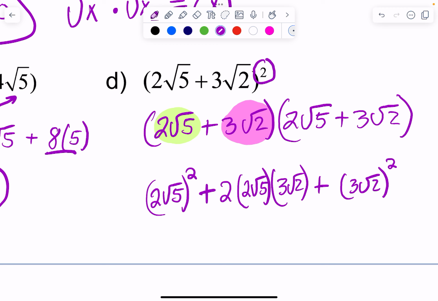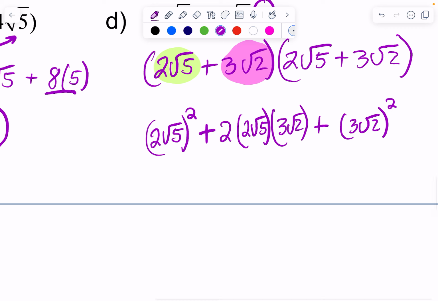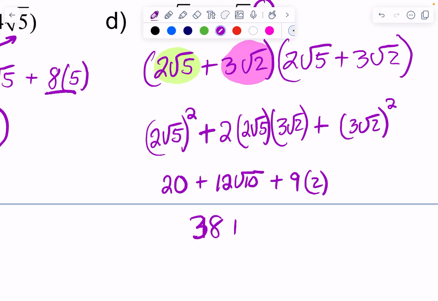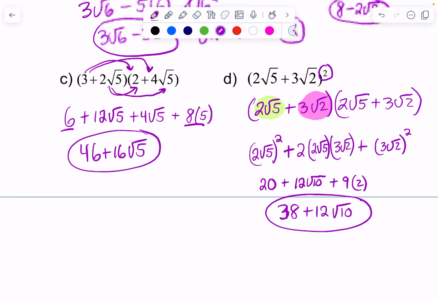It's that simple. So 2 square root of 5 squared, that's 4 times 5, which is 20. Plus 2 times 2 is 4 times 3 is 12. Square root of 2 times square root of 5 is square root of 10. And then 3 square root of 2 squared: 3 squared is 9 times square root of 2 squared is 2, which is 18. Plus 20 is 38, plus 12 square roots of 10. And there you have it.